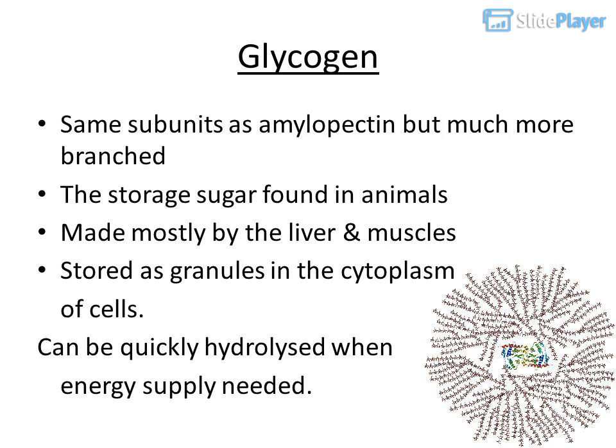Glycogen is made mostly by the liver and muscles. It is stored as granules in the cytoplasm of cells. It can be quickly hydrolyzed when energy supply is needed.